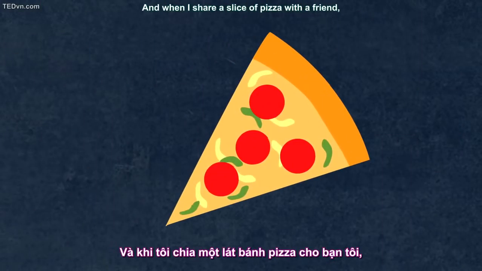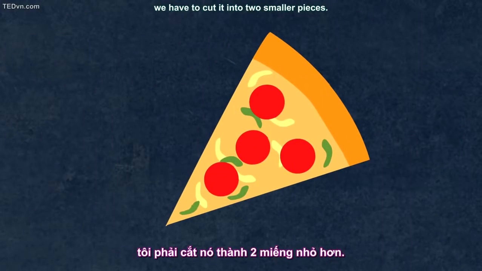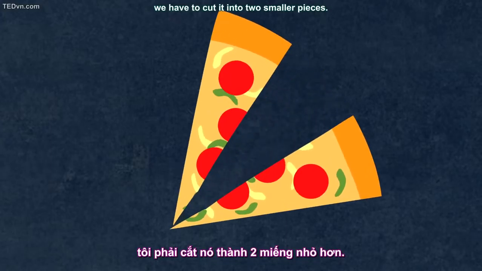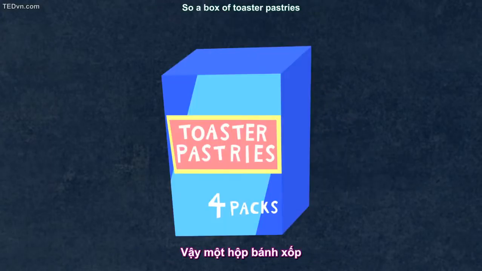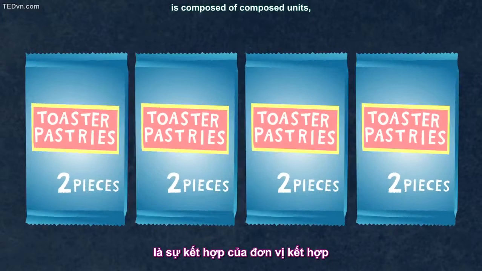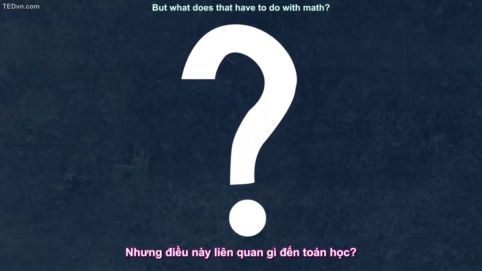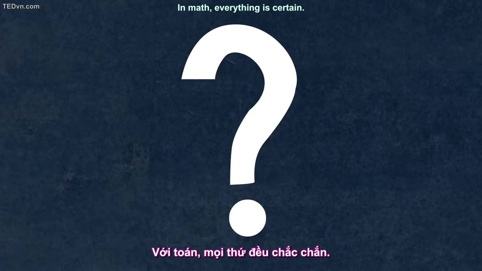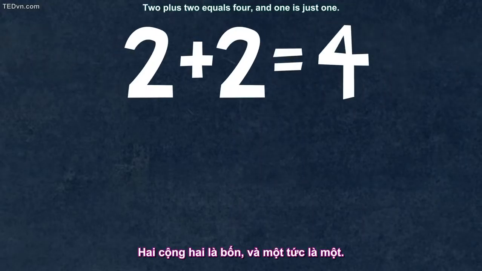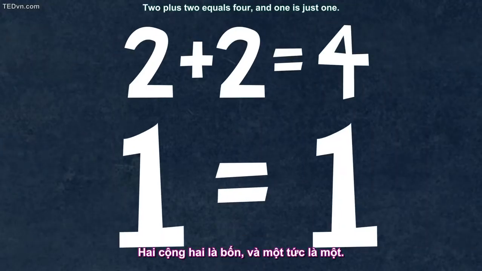And when I share a slice of pizza with a friend, we have to cut it into 2 smaller pieces. So a box of toaster pastries is composed of composed units, and when I split a slice of pizza, I'm partitioning a partitioned unit. But what does that have to do with math? In math, everything is certain. 2 plus 2 equals 4, and 1 is just 1.